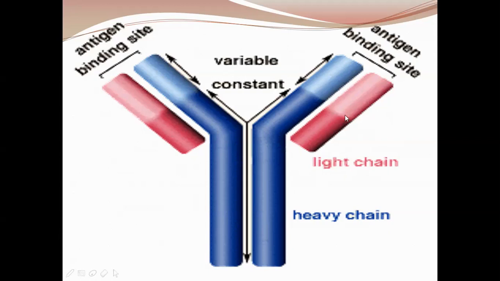This is called the FC fraction, or the Fab fraction. So this Fab fraction, which is also called a light chain, has the ability to bind to the antigen. So this is called the antigen binding site. It can bind with the antigen, and this is the variable portion, and this is the constant portion. So the Fab fragment is called the light chain, and the FC fraction is called the heavy chain. It does not have the ability to bind with the antigen. So this is the structure of the immunoglobulin.